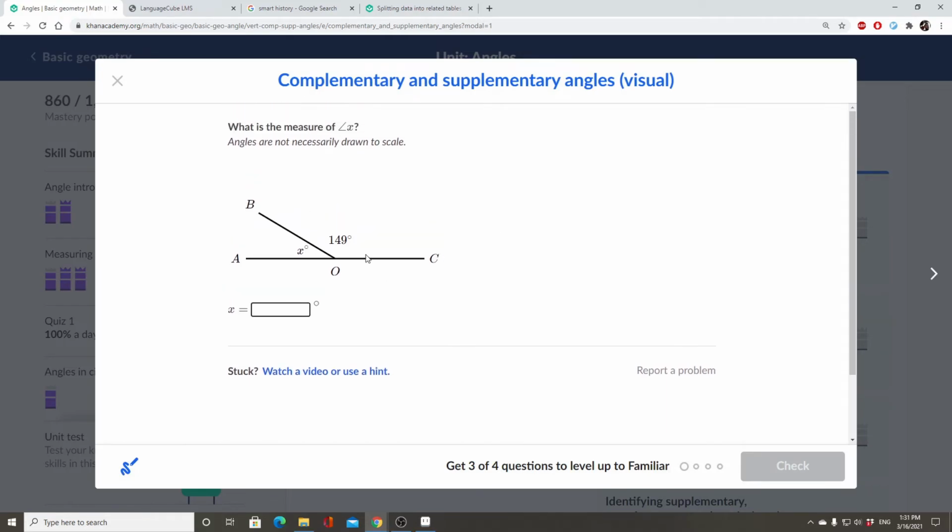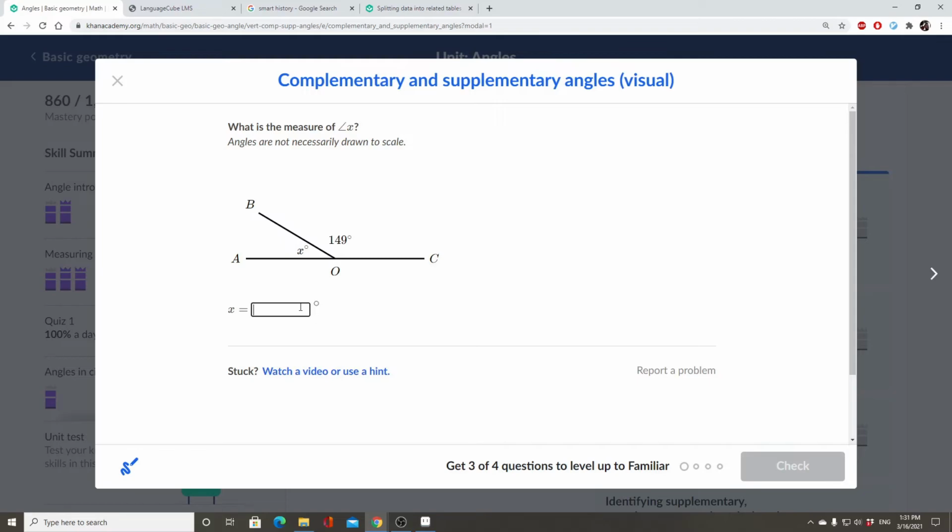So what is the measure of x? Okay, well, this is 180. This is 149. So 180 minus 149 is the same as 80 minus 49. We can simplify that to 80 minus 49.